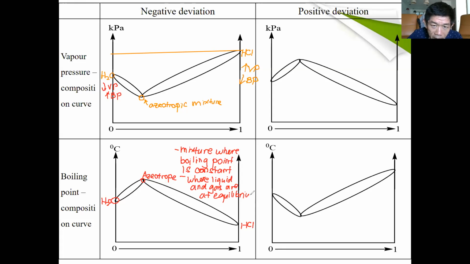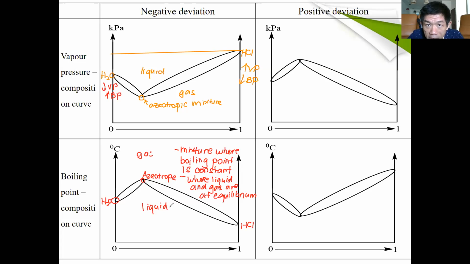By the way, I forgot to label. If you still remember, in the vapor pressure composition curve, everything above the curve is liquid and everything below the curve is gas. For the boiling point composition curve, everything above the curve is gas and everything below the curve is liquid. So this is what happens between a vapor pressure composition curve and a boiling point composition curve. This is for negative deviation.